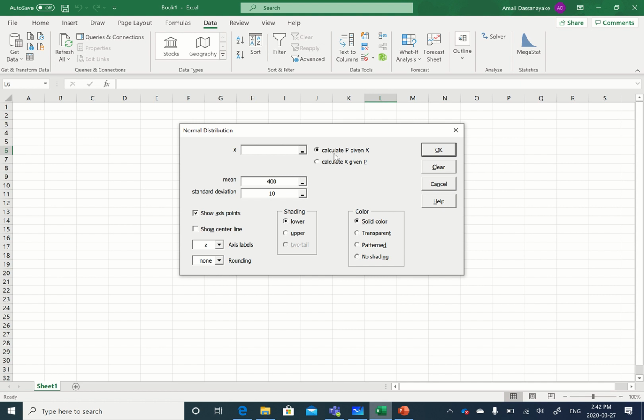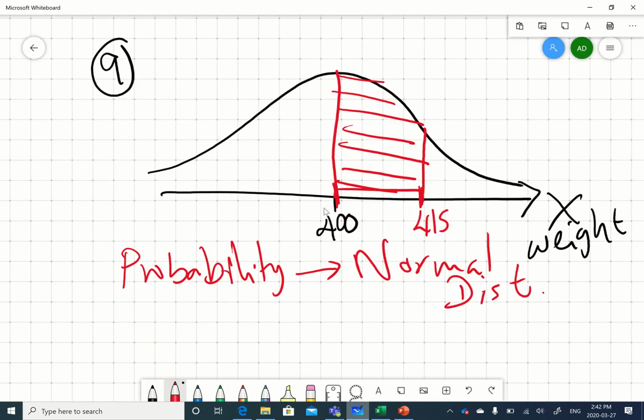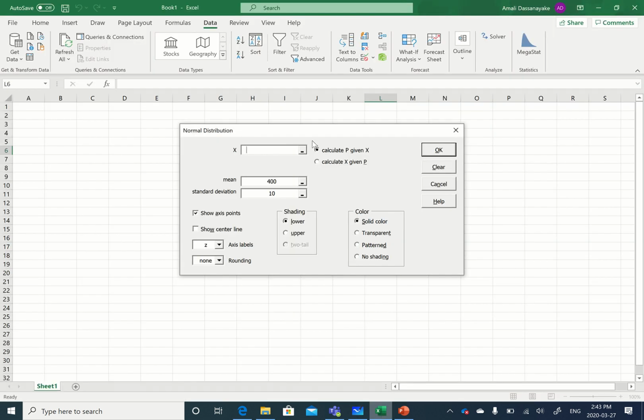So you have two options. Calculate the probability for given X value. Calculate the X for a given probability. So right now what we're trying to do is calculating the probability, right? So the area, this red area is the probability. Calculating the probability for a given X. That's what we are trying to do. Okay, so the default option.